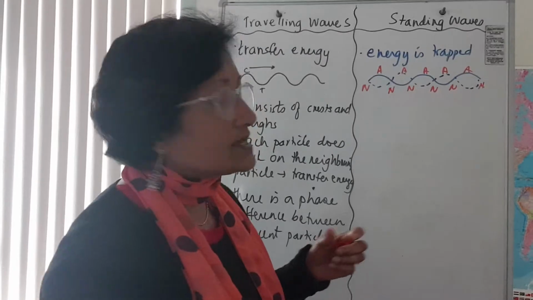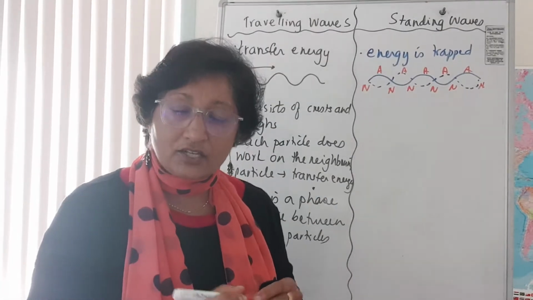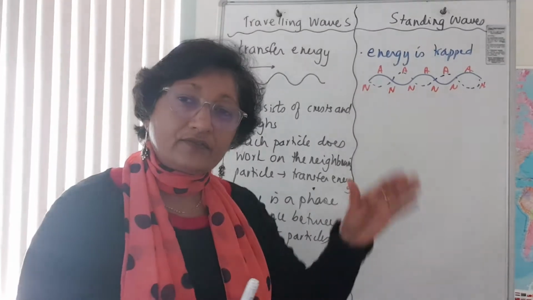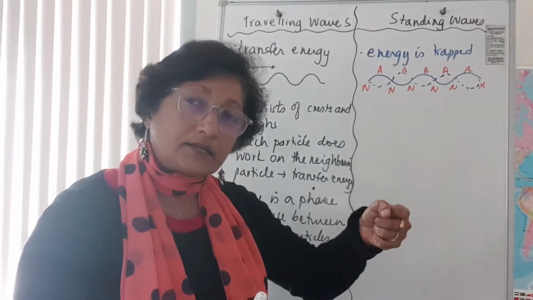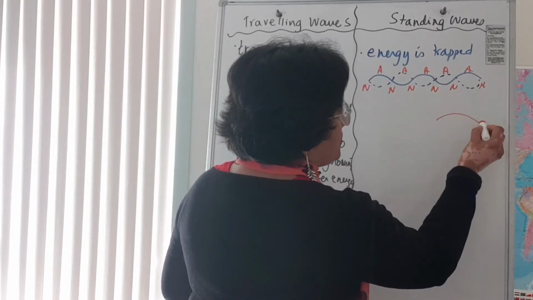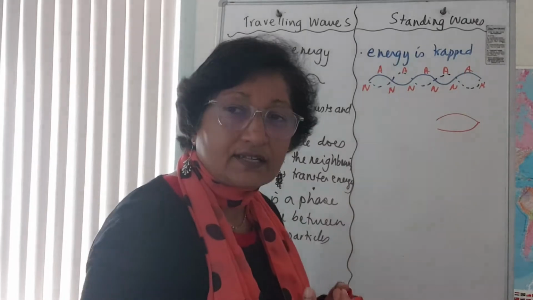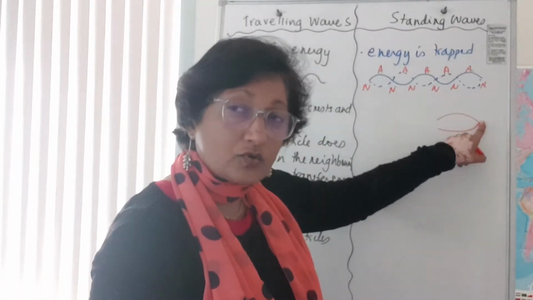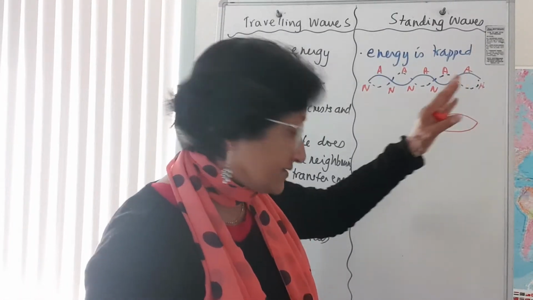Now you can actually decide where you get a node and where you get an antinode, which comes back to reflection of a traveling wave. If a traveling wave is reflected off a fixed or a hard boundary, what goes as a crest will come back as a trough. So there is what we call a phase reversal. At a hard boundary, the medium is not free to move, so what you get is a node. So it's a fixed end.